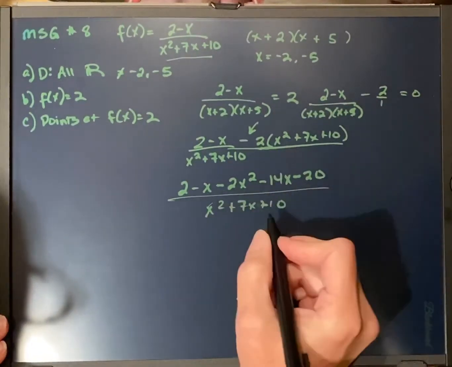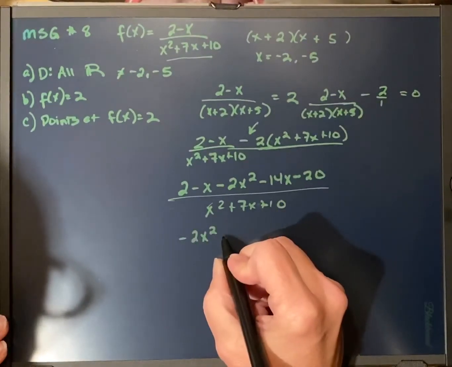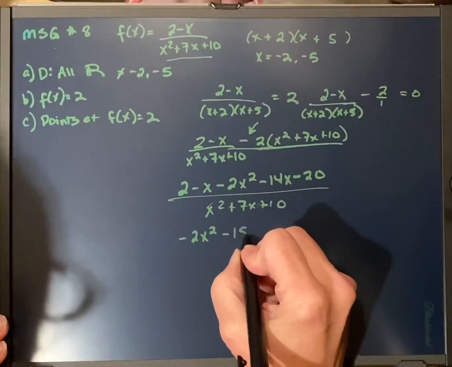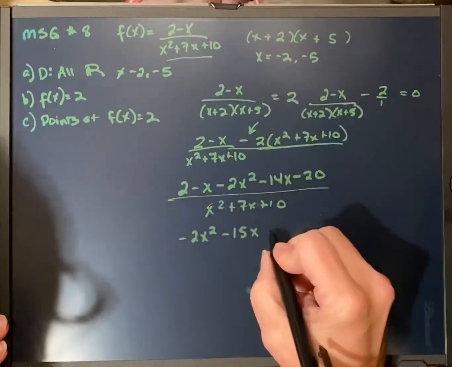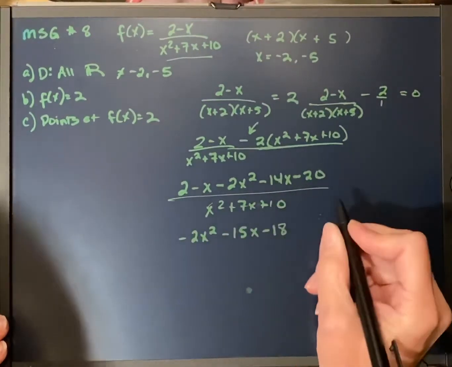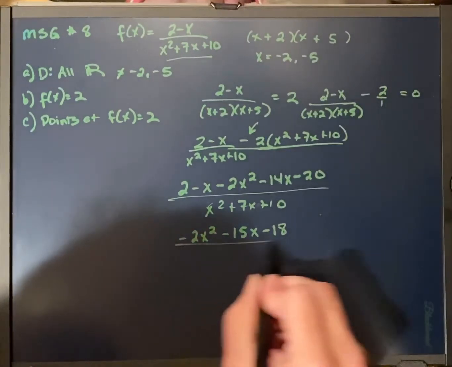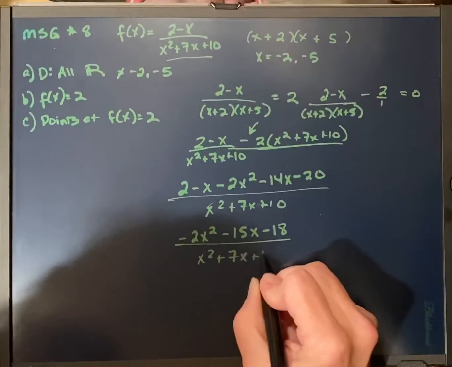And now I'm going to combine my terms. So I end up with a -2x squared, -14, and a -x is going to give me -15x. And -20 and a +2 is going to give me -18. It's all over x squared plus 7x plus 10.